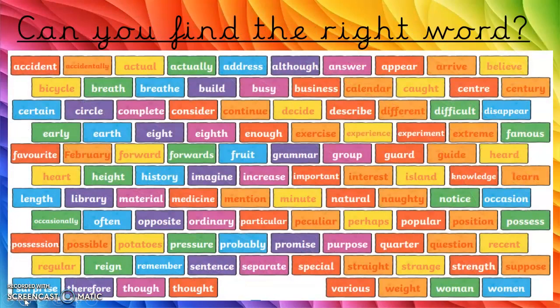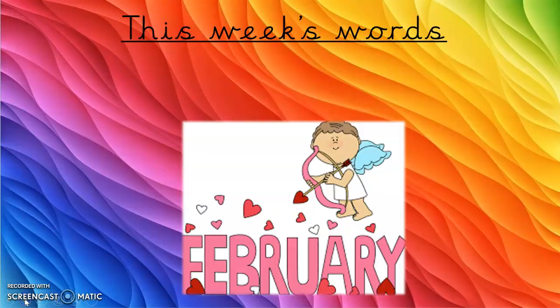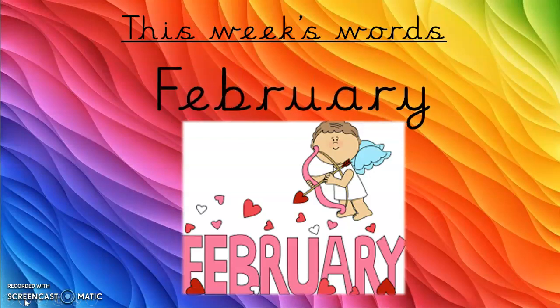Our next word is February. Right next to favourite, there it is. February, it's the month of Valentine's. The way I remember February is Feb-ru-ary, because they've got that R in the middle that often gets forgotten. There's no words within words here, but we can use Feb for ebb, ru-ary.